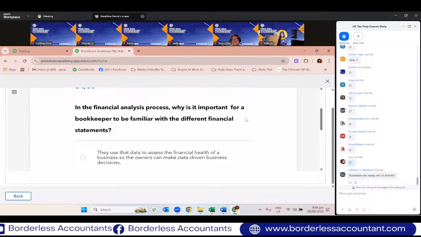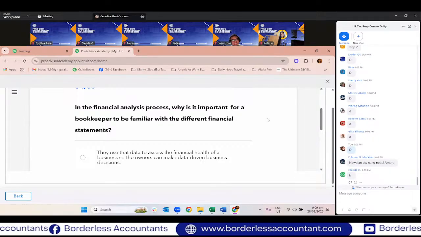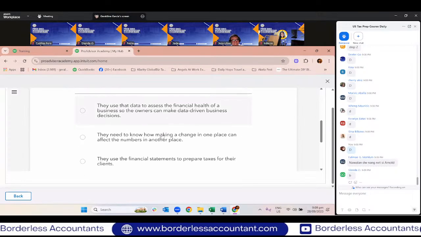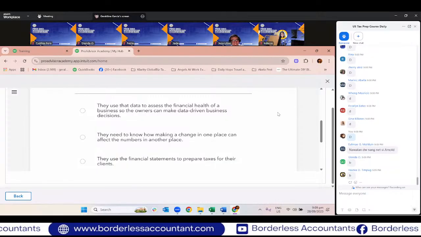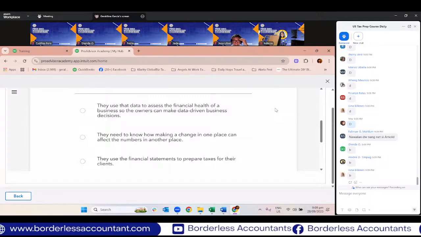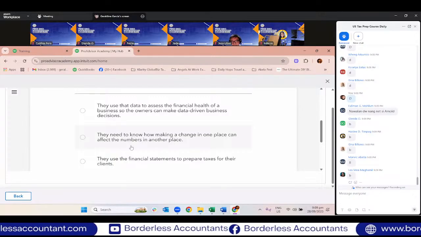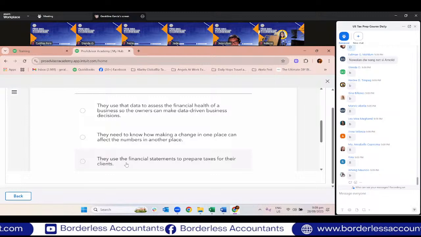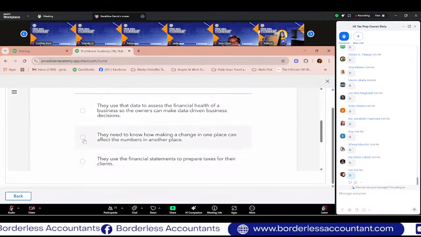Next question. In the financial analysis process, why is it important for a bookkeeper to be familiar with the different financial statements? A, they use that data to assess the financial health of a business so the owners can make data-driven business decisions. B, they need to know how making a change in one place can affect the numbers in another. C, they use the financial statements to prepare taxes for their clients. B daw, B.